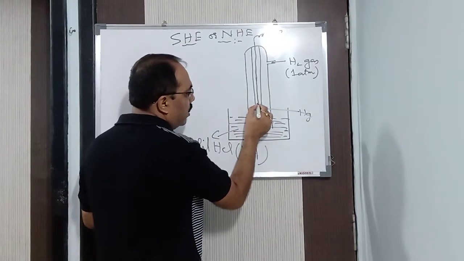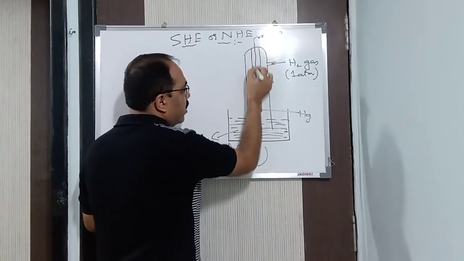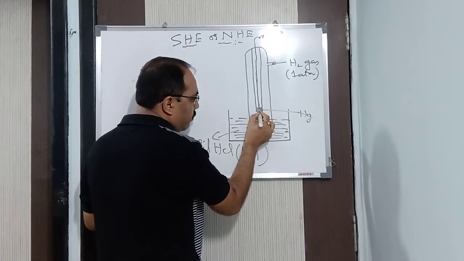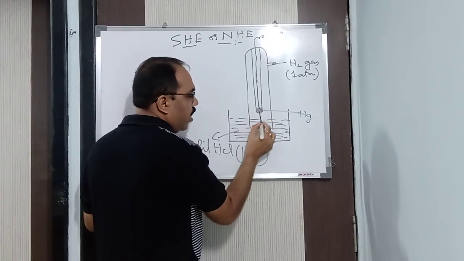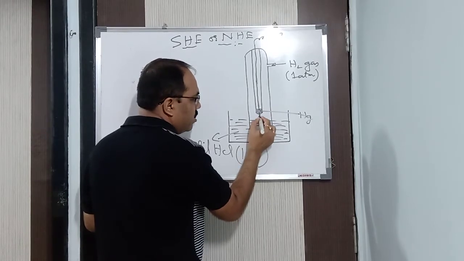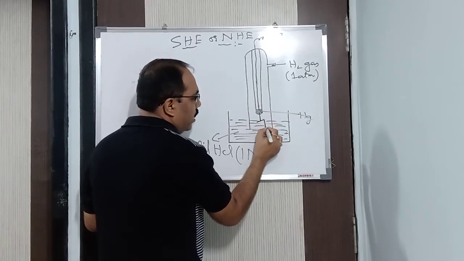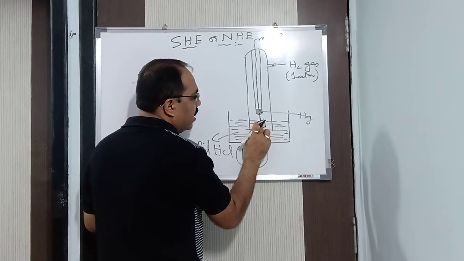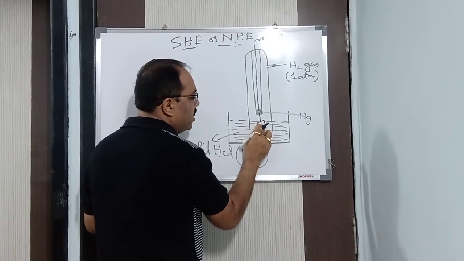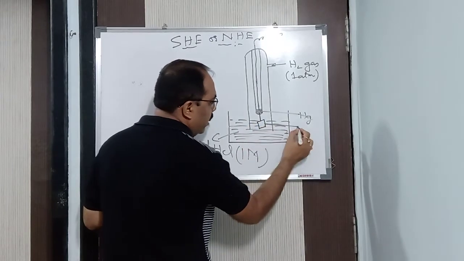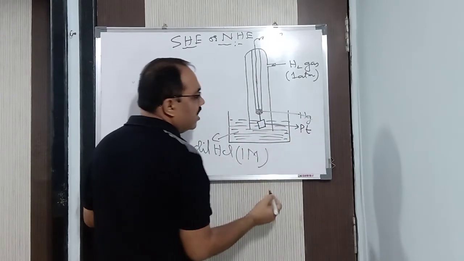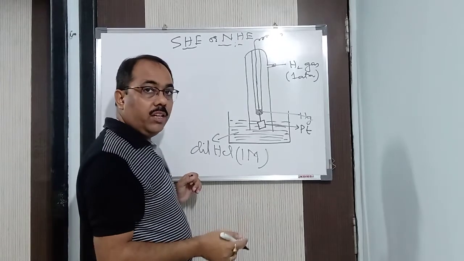Now here is the copper wire, and from the bottom, listen carefully, we have another wire, a platinum wire. Understood? Clear? And it ends in a platinum block. This is a Pt block, platinum block. Now this platinum block is coated with platinized black. Alright, listen carefully.